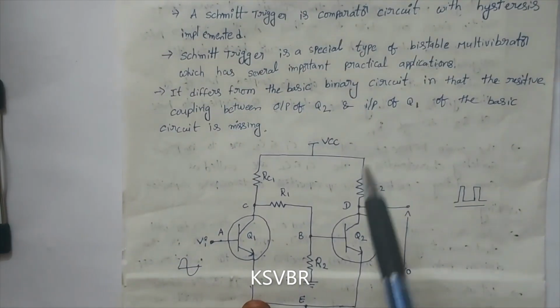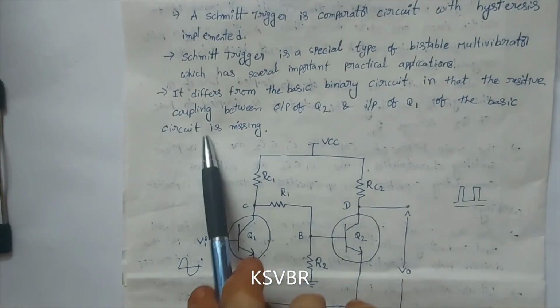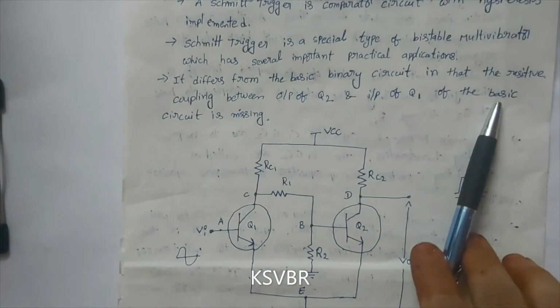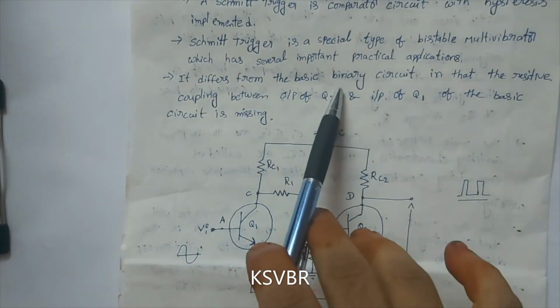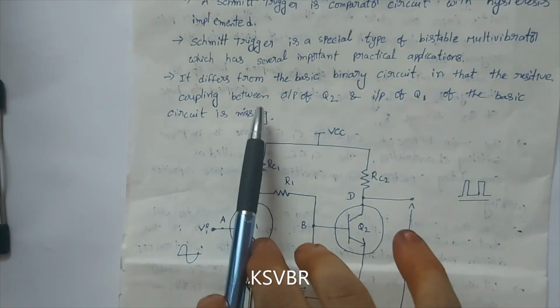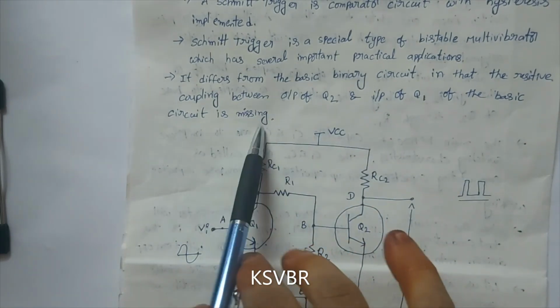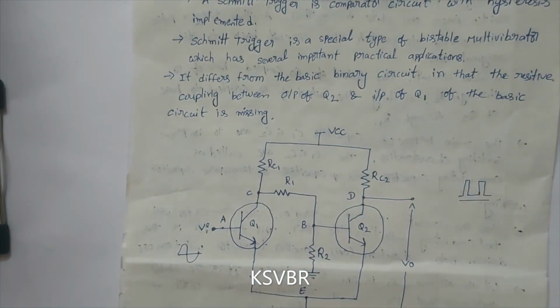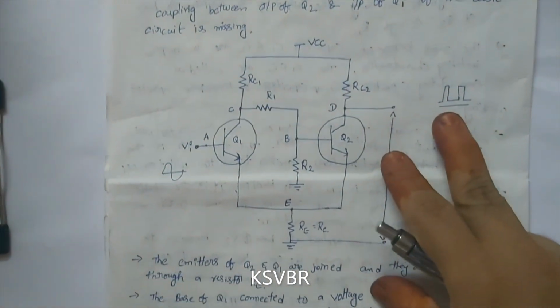See, what is written here differs from the basic binary circuit in that the coupling between output of Q2 and input of Q1 of the basic circuit is missing. This is the major difference between bistable and this Schmitt trigger, as the second stage output to first stage input will be missing. I told initially.